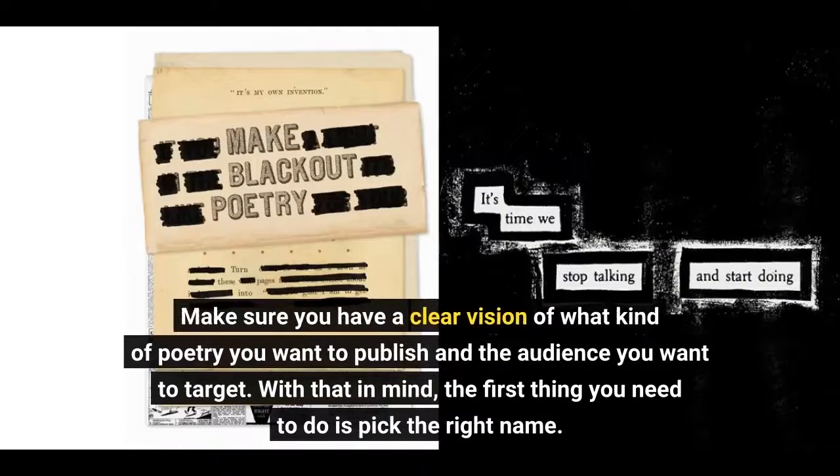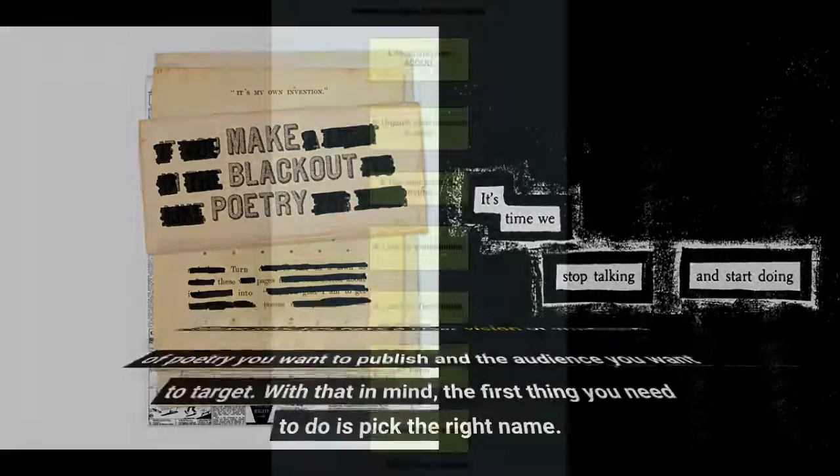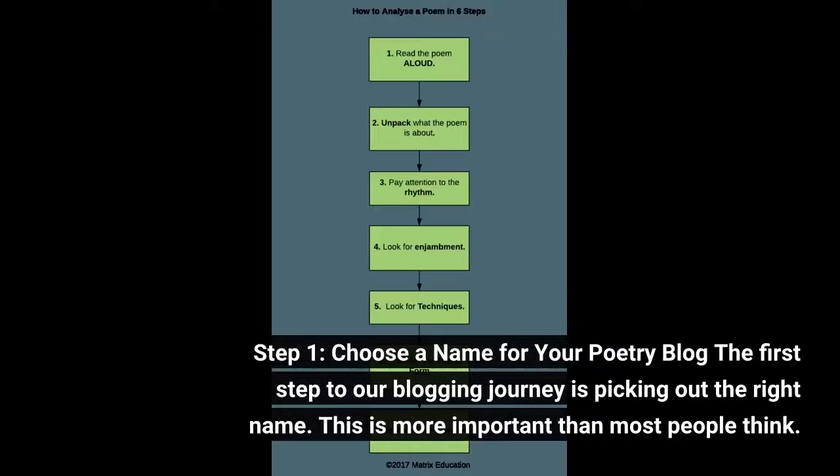Make sure you have a clear vision of what kind of poetry you want to publish and the audience you want to target. With that in mind, the first thing you need to do is pick the right name. Step 1. Choose a name for your poetry blog. The first step to our blogging journey is picking out the right name. This is more important than most people think.